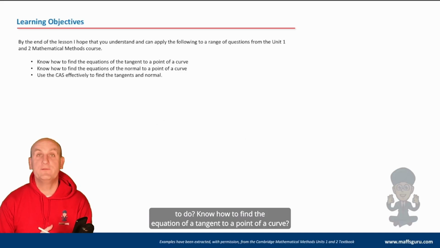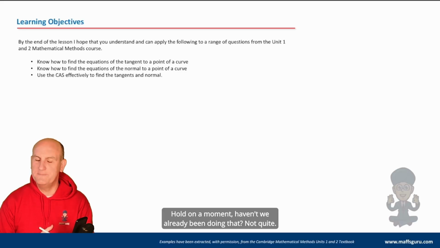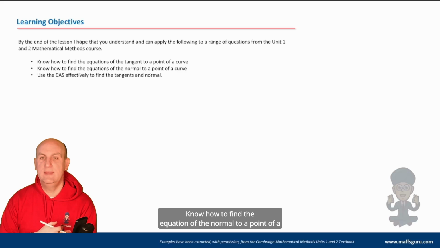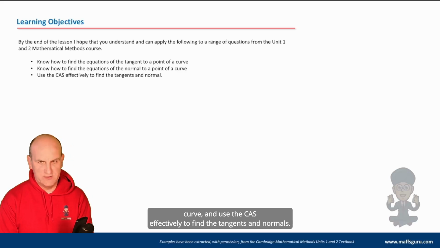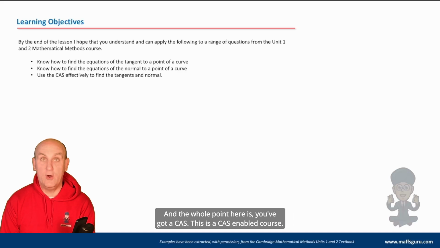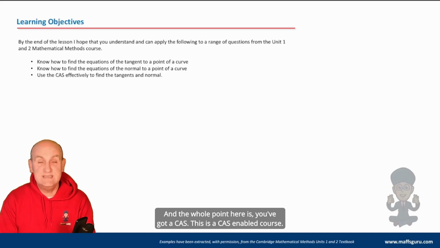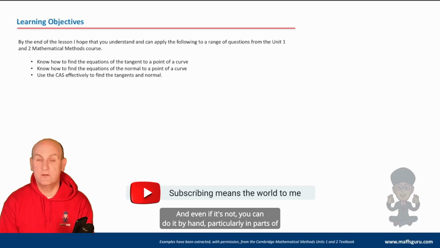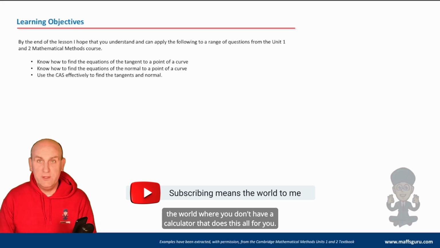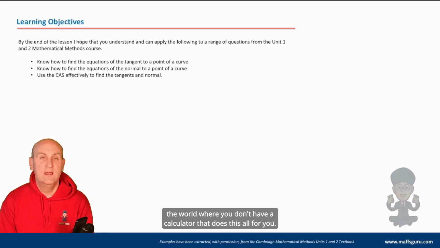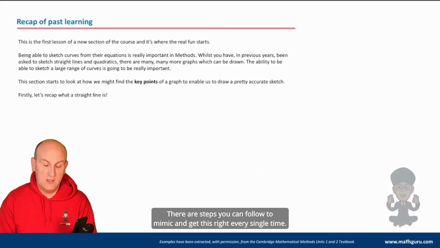As you can see behind me are my learning objectives. What are we going to do? Know how to find the equation of a tangent to a point of a curve. Hold on a moment, haven't we already been doing that? Not quite. Know how to find the equation of the normal to a point of a curve and use the CAS effectively to find the tangents and normals. The whole point here is you've got a CAS. This is a CAS-enabled course, and even if it's not, you can do it by hand, particularly in parts of the world where you don't have a calculator that does this all for you. There are steps you can follow to mimic and get this right every single time.